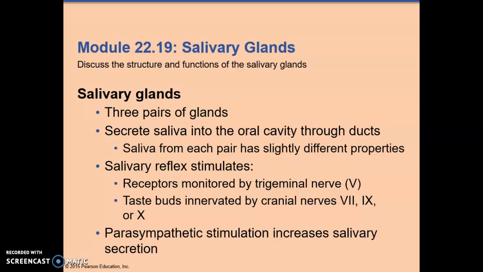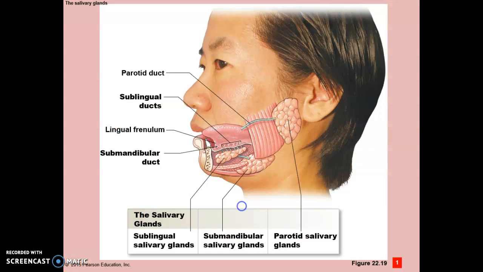There are 3 pairs of salivary glands. They secrete saliva into the oral cavity through ducts. And if you lift up your tongue and stand in front of the mirror and get something that makes you salivate, such as maybe sour candy, you can watch the saliva squirt out of your ducts. The salivary reflex is stimulated by receptors monitored by cranial nerve number 5, taste buds innervated by cranial nerves 7, 9, and 10. Parasympathetic stimulation increases salivary secretion.